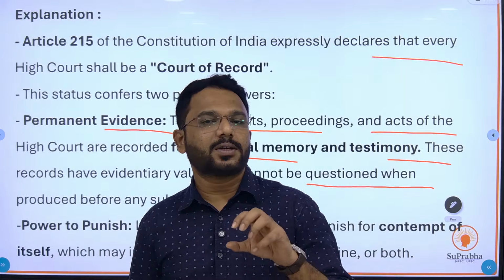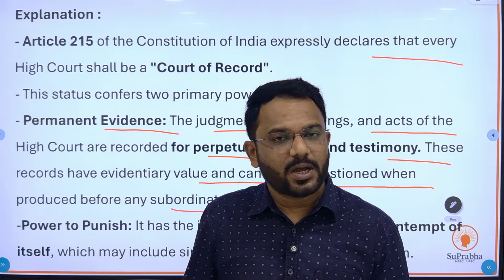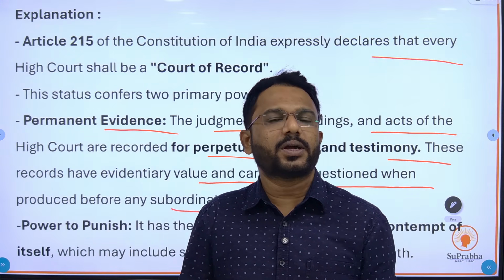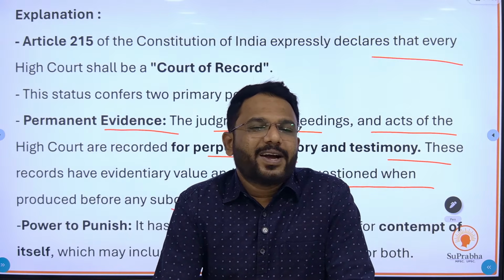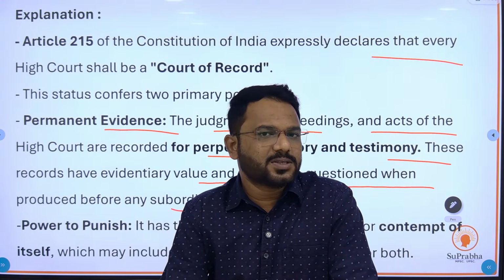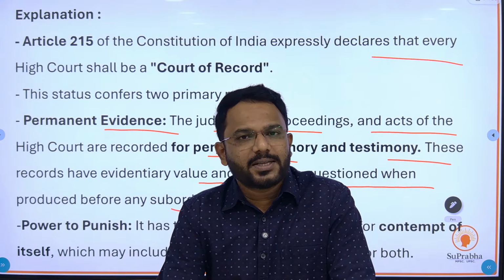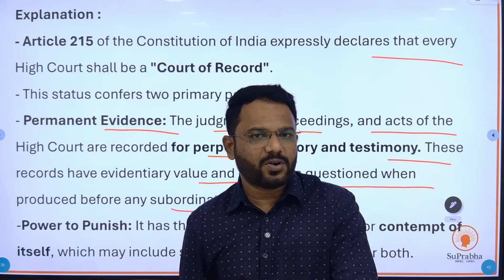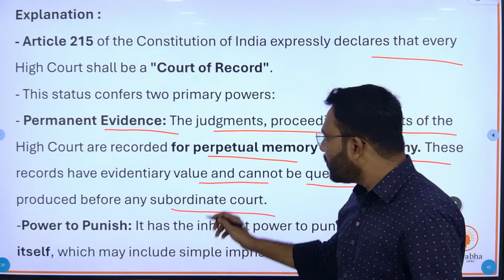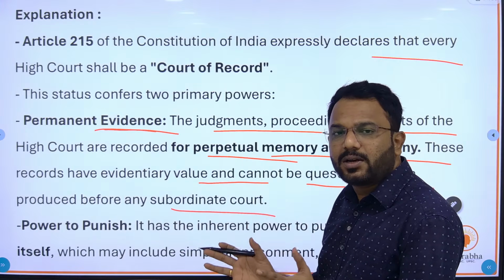What do you mean by that? The decrees, the decisions, the judgments given by the High Courts are considered as evidence. If you are filing a petition, filing a case in the High Court, and in previous years the High Court has given some decisions stating that certain rights are there for an individual citizen, you can refer to that judgment. That is known as perpetual memory, testimony and permanent evidence. So it is under the court of record.